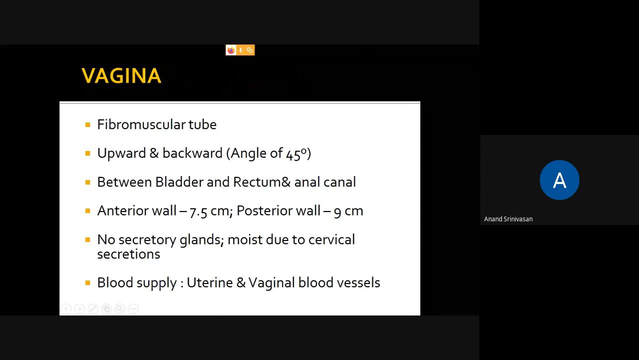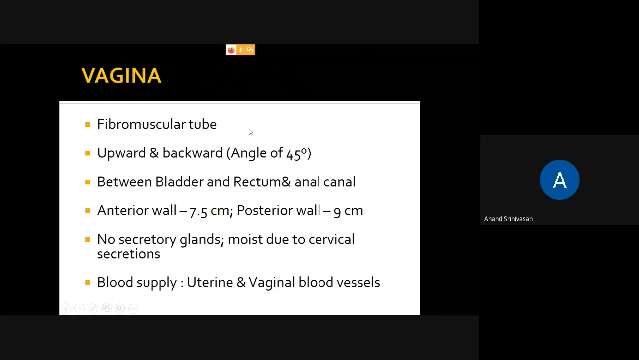The blood supply is by both the uterine and the vaginal arteries. Both are branches from the internal iliac vessels. Any doubts?